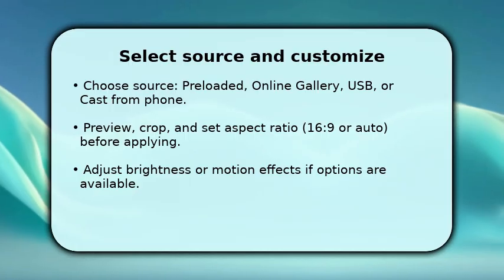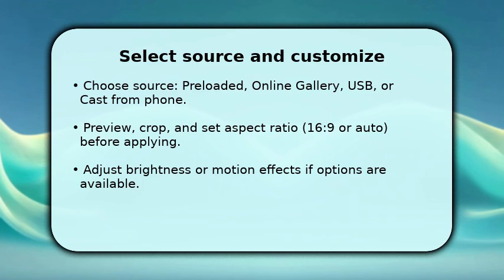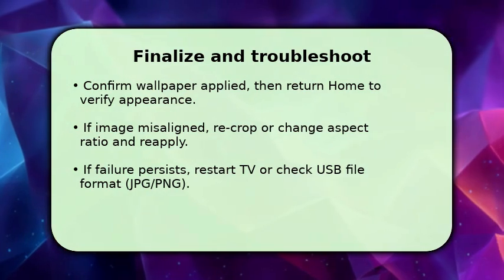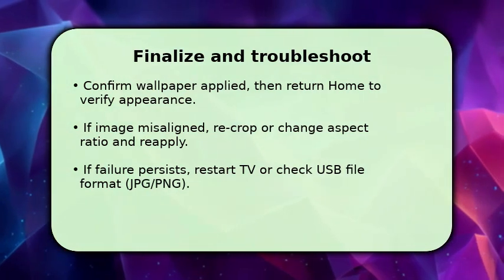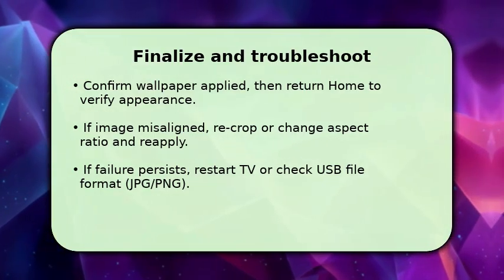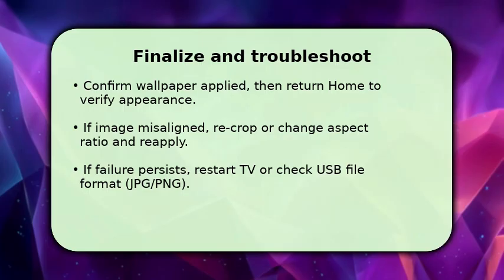After adjustments, hit Apply or Set as Wallpaper so the system writes the change to the home screen immediately. Finish by confirming the wallpaper is applied and returning home to verify placement and clarity. If the image looks cropped or stretched, go back, recrop, or switch the aspect ratio and apply again. That fixes most alignment issues.